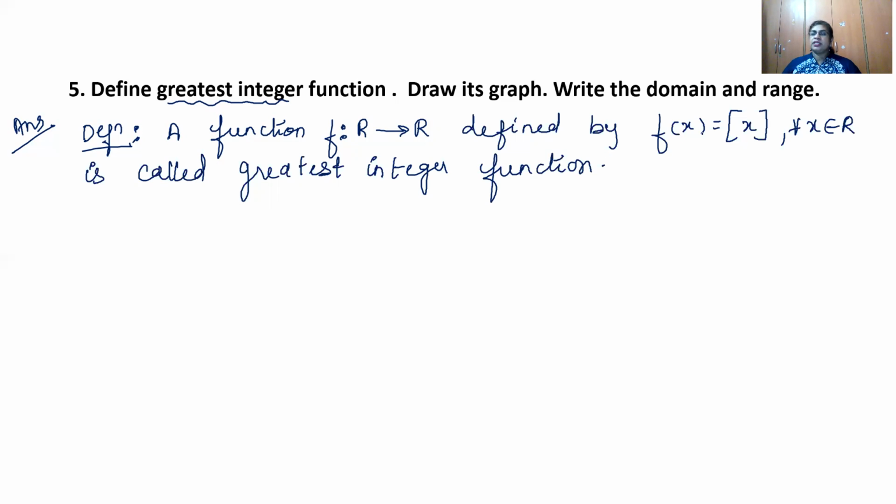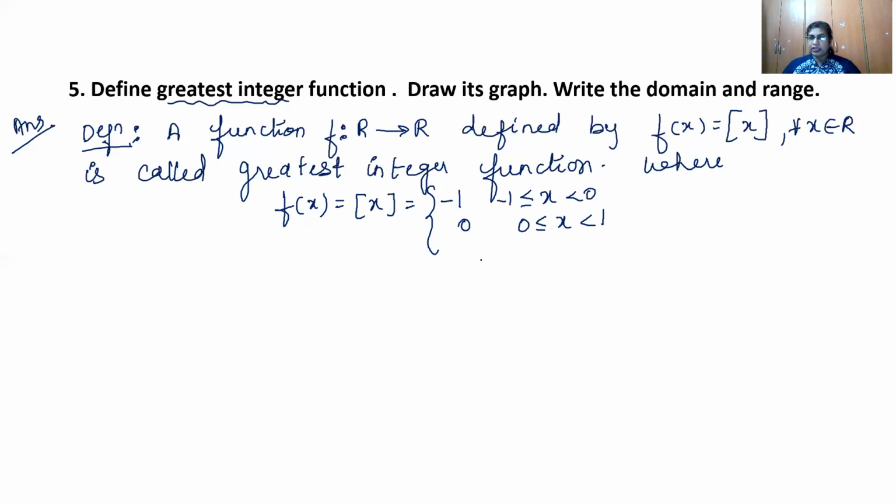Let us understand what this square bracket is. Where f of x is equal to the square bracket of x, the answer is equal to -1 for x greater than or equal to -1 and less than 0. I'm giving you the example. 0 for x greater than or equal to 0 and less than 1. 1 for x greater than or equal to 1 and less than 2.